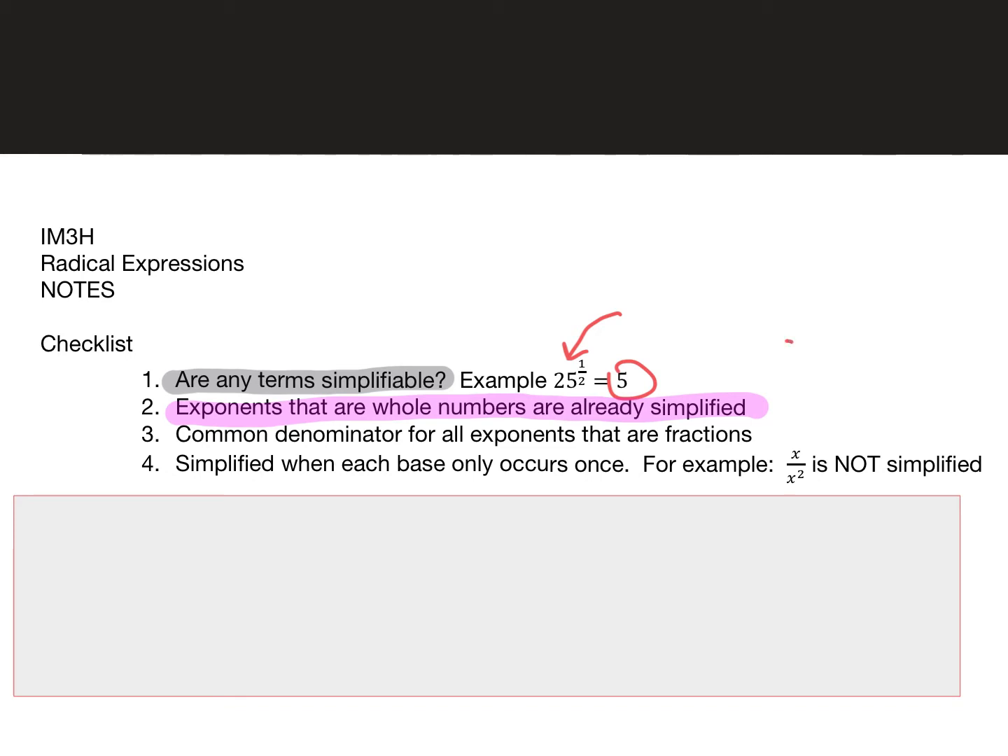Also, if you can make it a whole number, leave it alone. For example, let's say you had x to the 6/3. Well, that's just x squared. All right, so again, simplify it. That's kind of going back to step 1. Simplify it and make it a whole number, and then you're done.